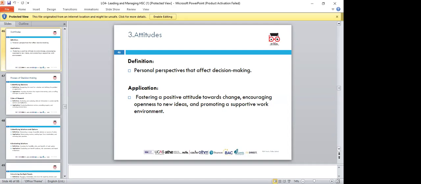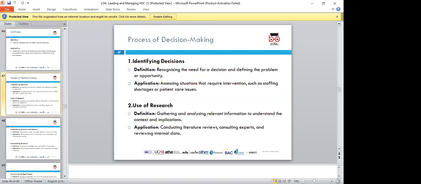Attitudes: personal perspectives that affect decision making. Application: fostering a positive attitude towards change, encouraging openness to new ideas, and promoting a supportive work environment.